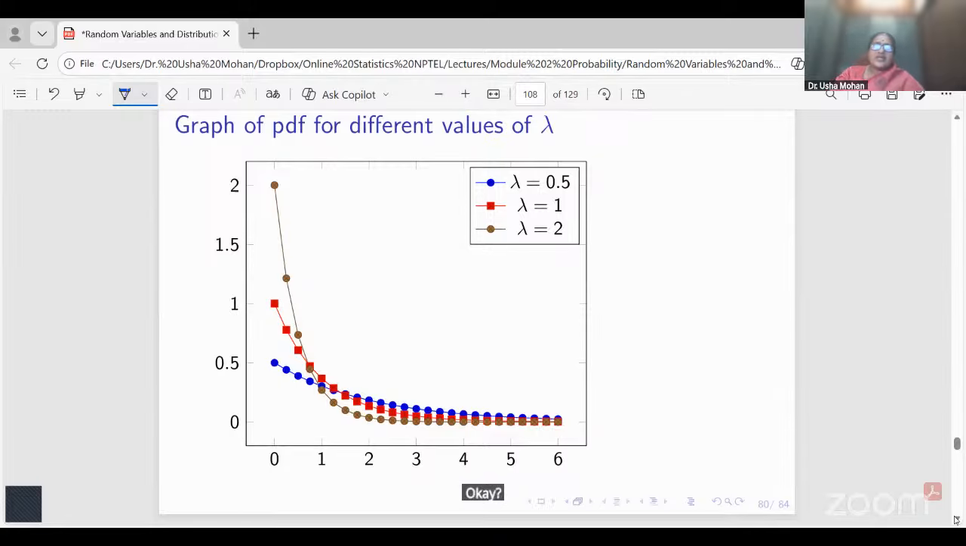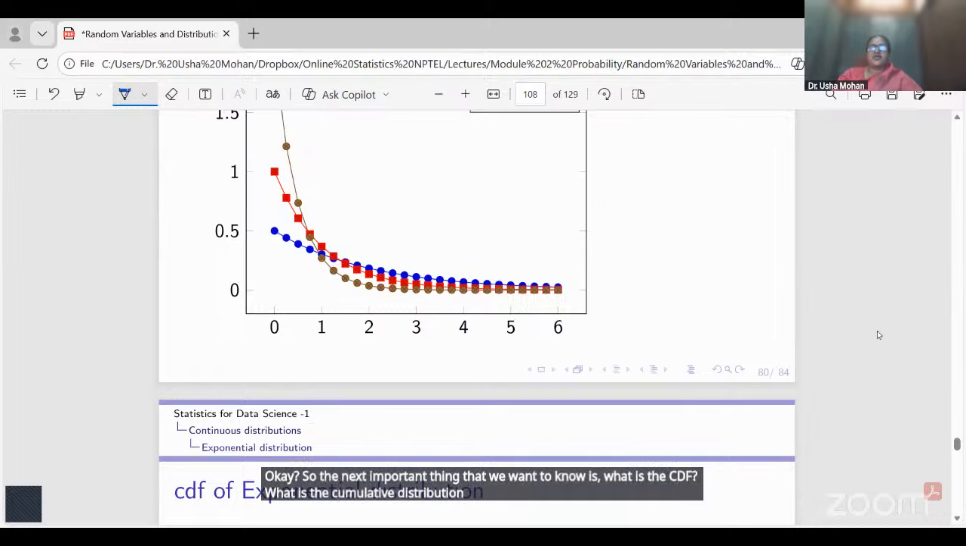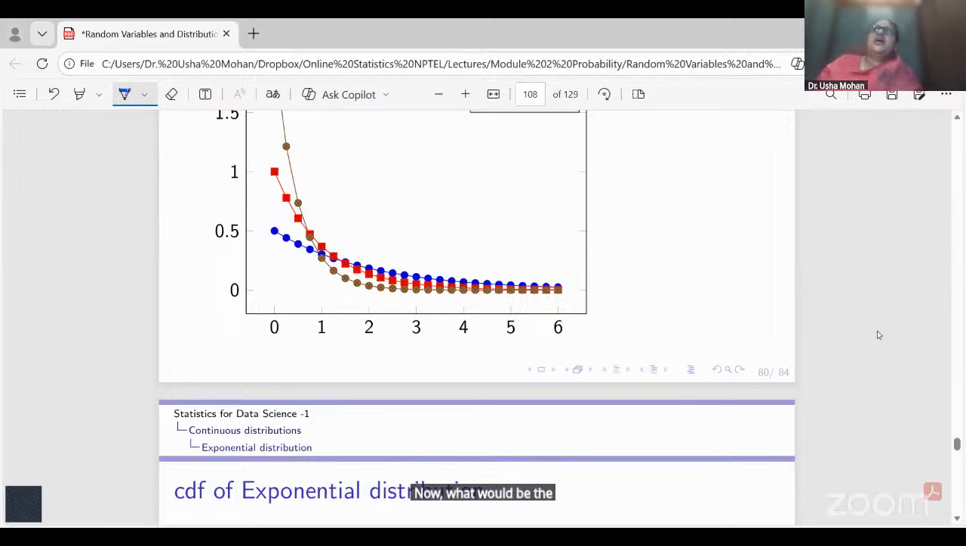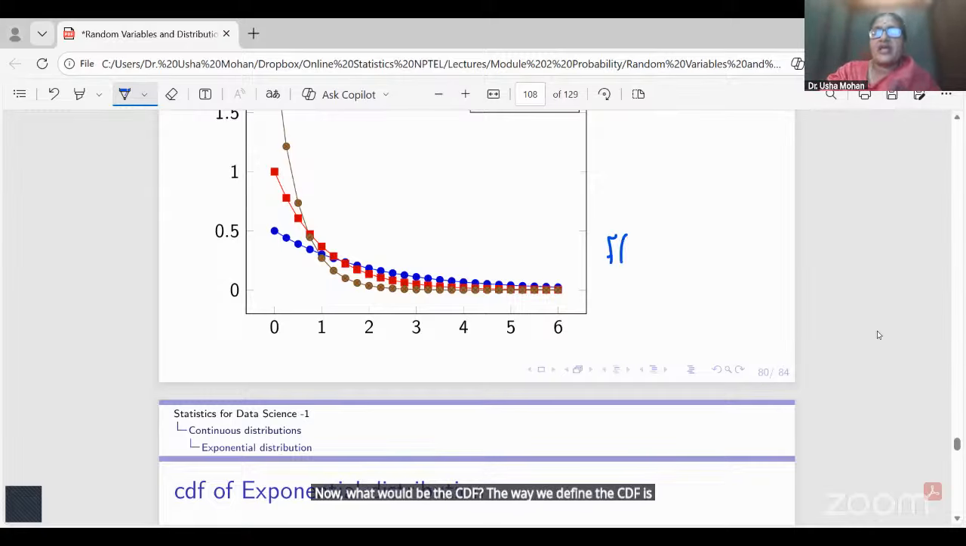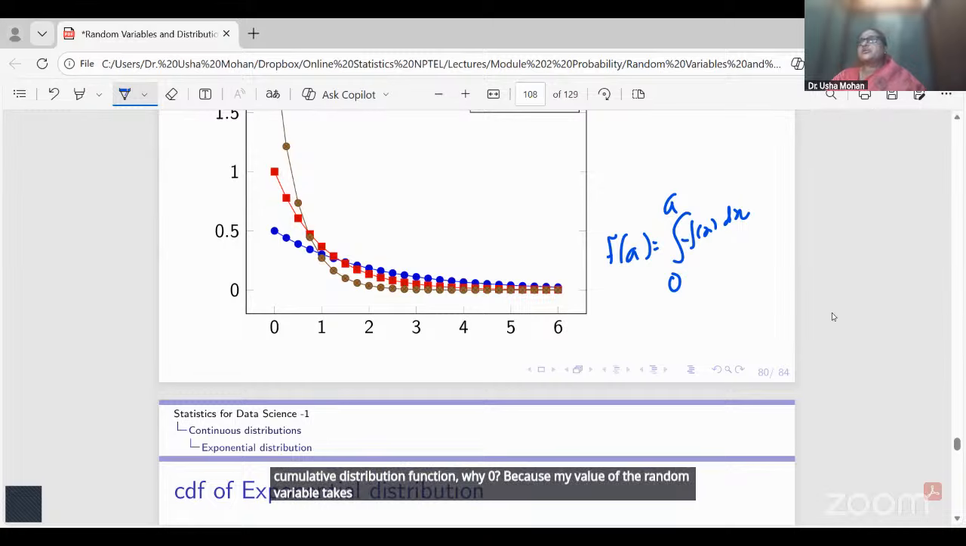Okay. So the next important thing that we want to know is the CDF. What is the cumulative distribution function? The way we define the CDF is F of a is nothing but the integral from 0 to a of f of x dx. Would you all agree? That is how we define the cumulative distribution function. Why 0? Because the random variable takes values only from 0. Is that clear?